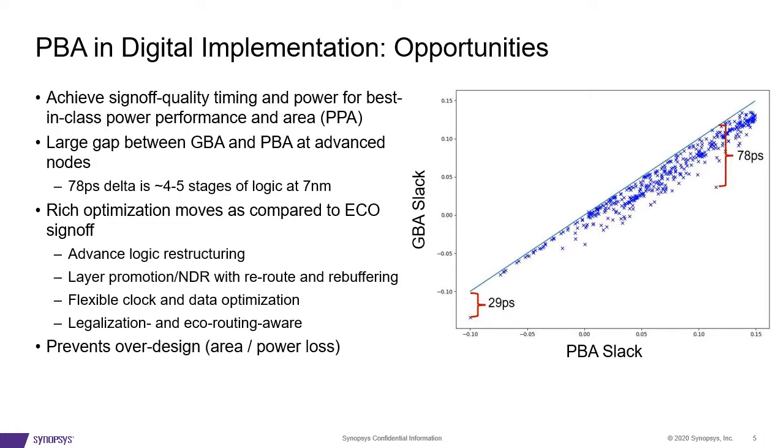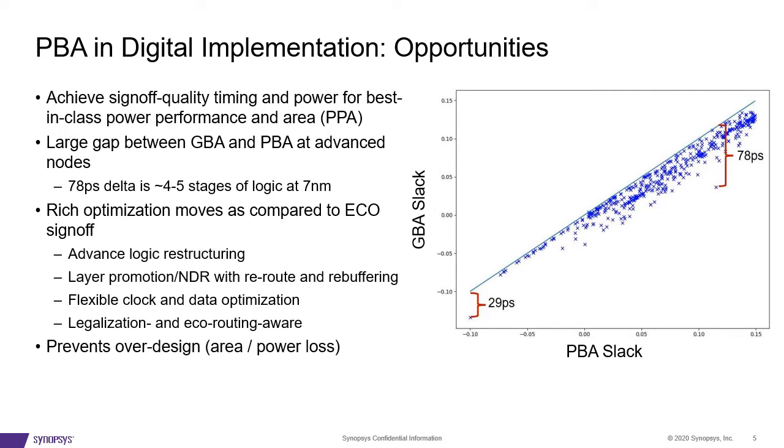So what are the opportunities to perform PB analysis in digital implementation? There is a huge push to achieve sign-off quality timing and power for best-in-class power, performance, and area, or PPA. At the same time, the GBA and PBA gap at advanced nodes can be very large. For example, the picture on the right-hand side shows PBA slack on the x-axis and GBA slack on the y-axis. We can see that there can be a delta of about 78 picoseconds, which is around 4 to 5 stages of logic at 7 nanometer.